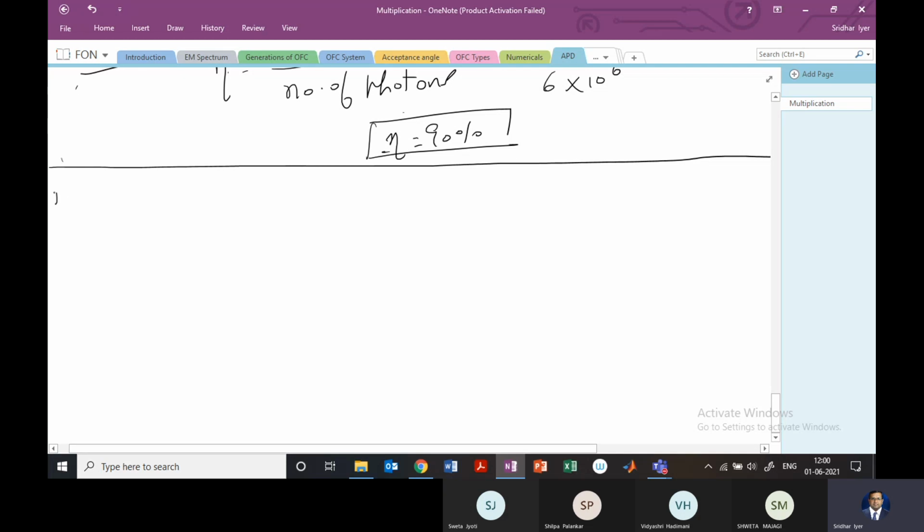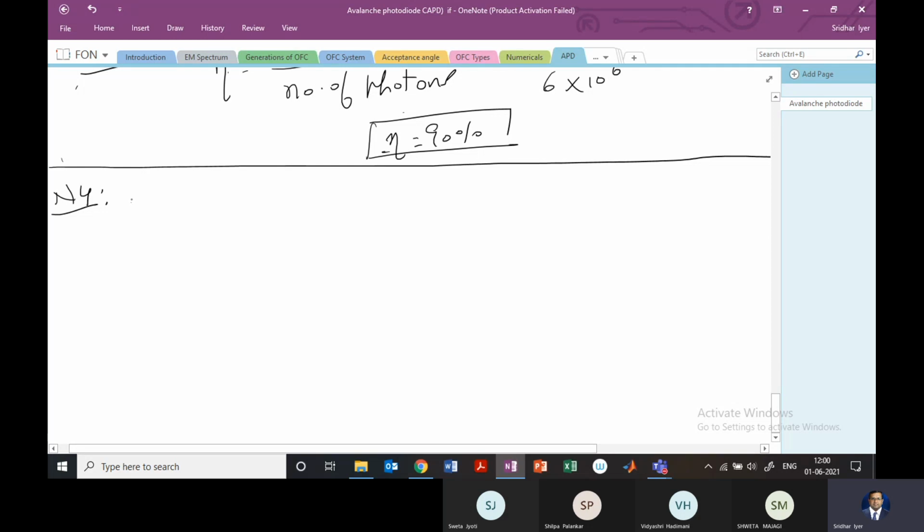Next, let's solve one last problem. I'll give you the question, and I'll give you some time to solve this. This is based on APD. You can use the equations which we have done and try to solve this.